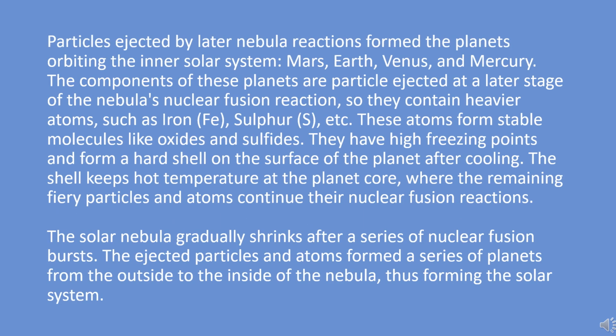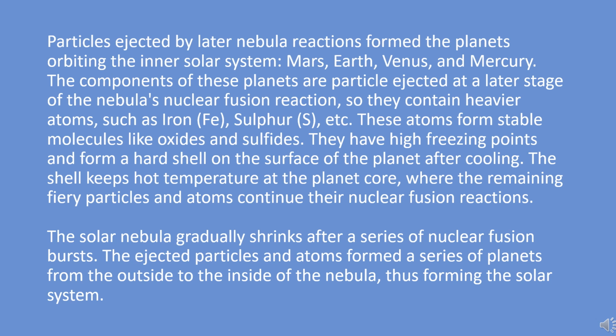Particles ejected by later nebula reactions formed the planets orbiting the inner solar system, Mars, Earth, Venus, and Mercury. The components of these planets are particle atoms ejected at a later stage of the nebula's nuclear fusion reaction, so they contain some heavier atoms, such as iron, Fe, sulfur, S, etc. These atoms can form stable oxide and sulfide molecules. They have high freezing points and form a hard shell on the surface of the planet after cooling.